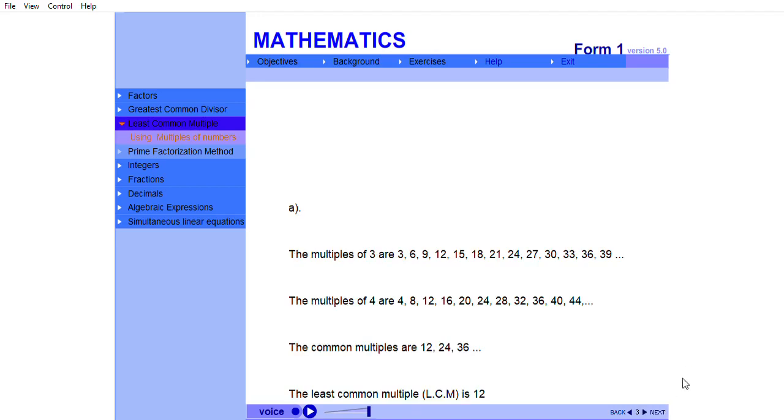A. The multiples of 3 are 3, 6, 9, 12, 15, 18, 21, 24, 27, 30, 33, 36, 39.